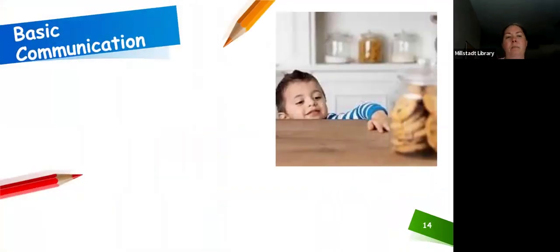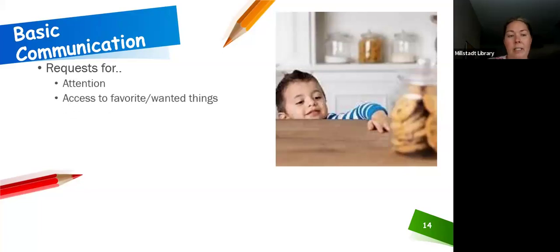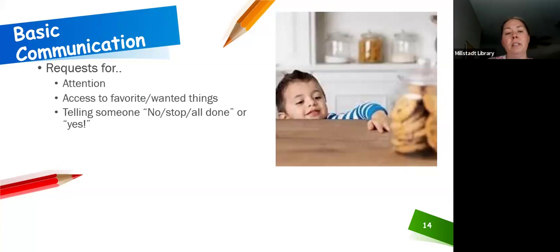So what are some basic communication goals or skills that need to be worked on with individuals? Requesting things that they want through attention, getting the attention of, again, a sibling, parent, or caregiver, that's going to be very powerful to get things that they want to have access to, whether that be a cookie, a toy, a TV show, more of something or less of something, like telling someone stop, no, all done, or yes. Those are all very basic communication, but very powerful in getting someone's wants and needs met.